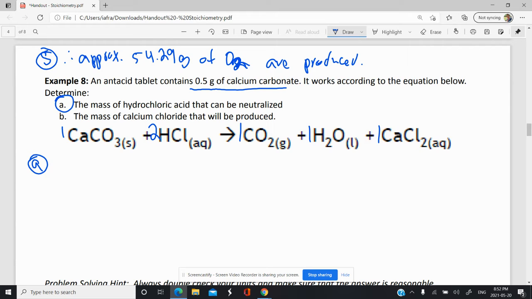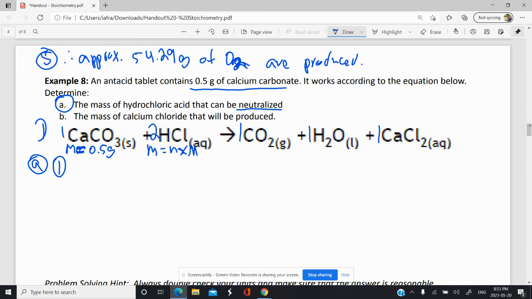So we have the mass of hydrochloric acid that can be neutralized. Essentially we're saying the mass of calcium carbonate that the antacid tablet contains is 0.5 grams. And we want to know what mass of hydrochloric acid will react with it, what mass will be neutralized. So we're trying to find the mass of hydrochloric acid. We have the mass of calcium carbonate, we need to find the mass of hydrochloric acid. The problem is we can't do a mass-to-mass ratio. You can't just take the mass of calcium carbonate and multiply it by 2 because it's a 1-to-2 ratio there. That's a molar ratio.